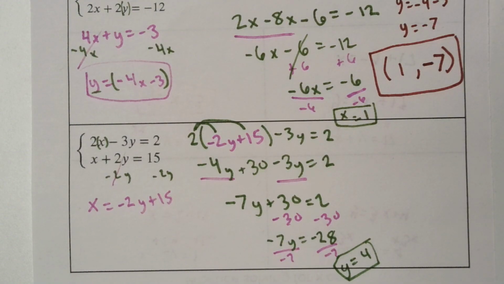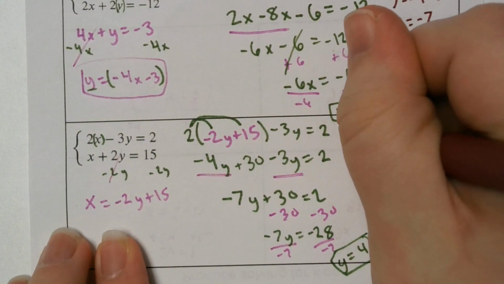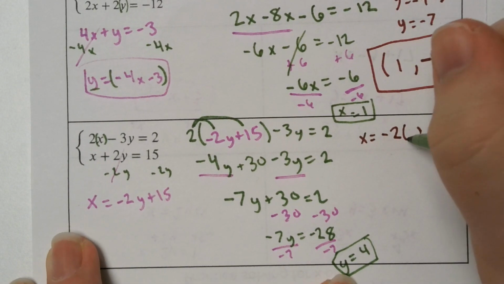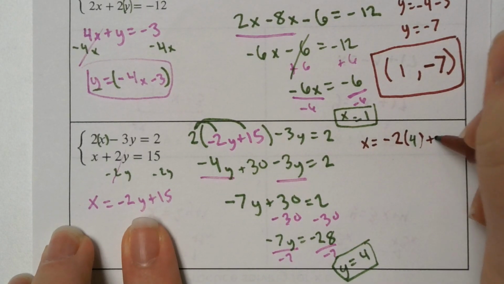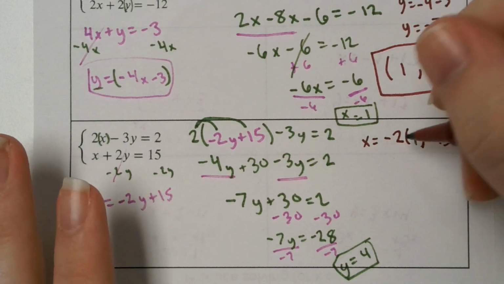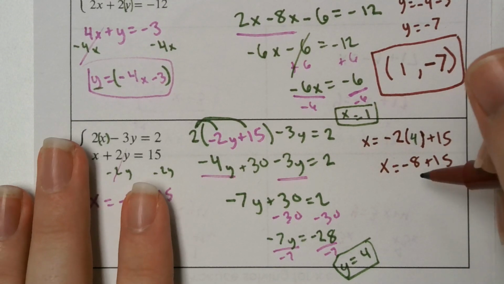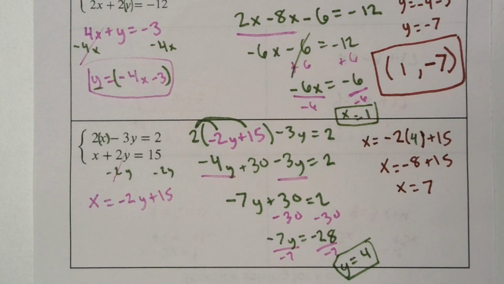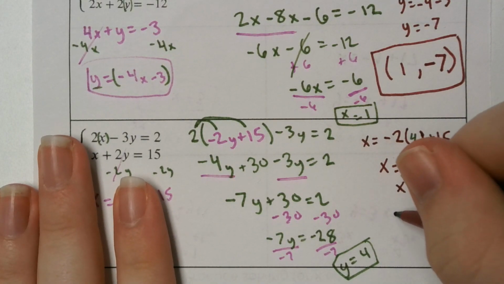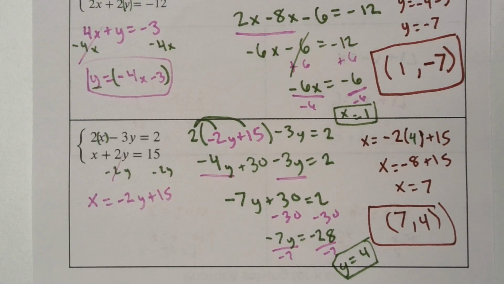Okay, now we have to plug into that equation where we solved for x. We're going to plug in for y. So we get x equals negative 2, and then instead of y, we're plugging in 4, and plus 15. So negative 2 times 4 is negative 8, plus 15. Then negative 8 plus 15 is 7. So what is our ordered pair then? 7, 4. X then Y. Alright, goodbye recording.